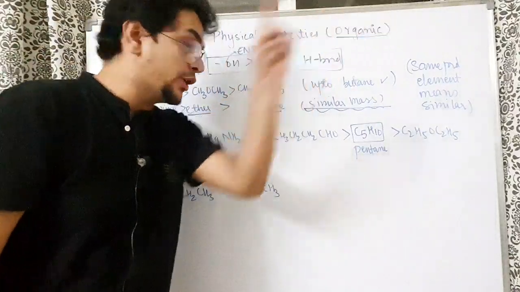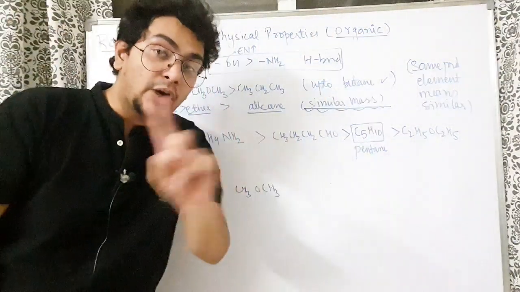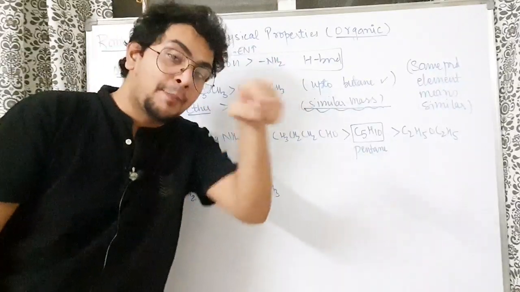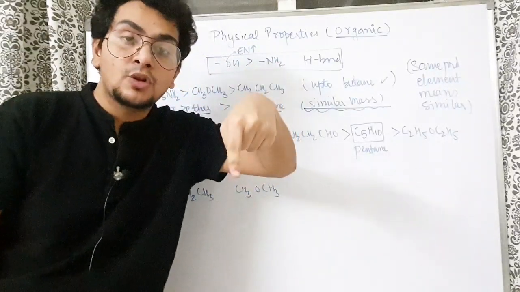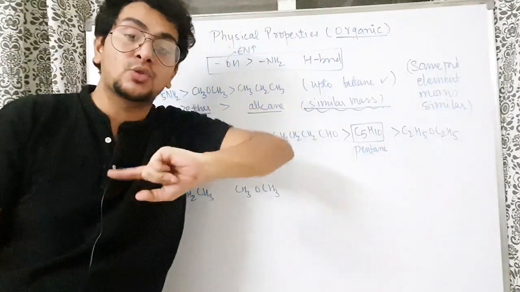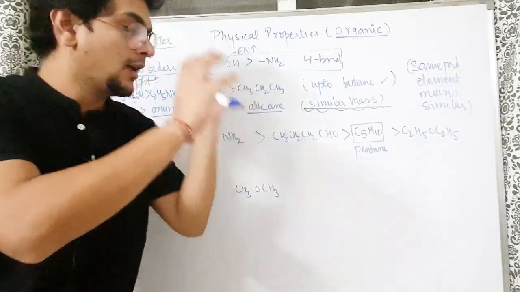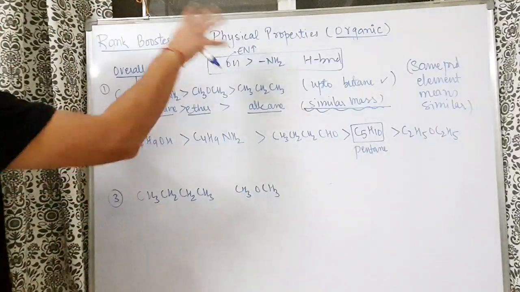If the mass is similar, then check the hydrogen bonding. Remember, in the boiling point I told you, hydrogen bonding is not important, van der Waals is important. Why? Because the experiment is giving that idea. Nature is not giving us any chance to change the experimental result. We have to adjust our theory as per that. So van der Waals force is more powerful here in the organic compounds.